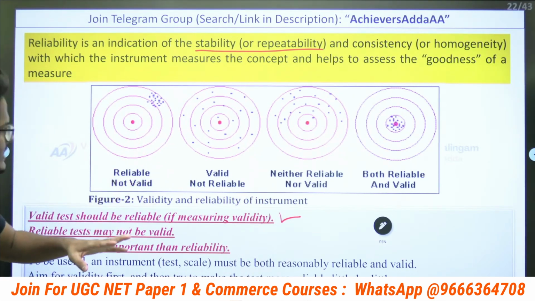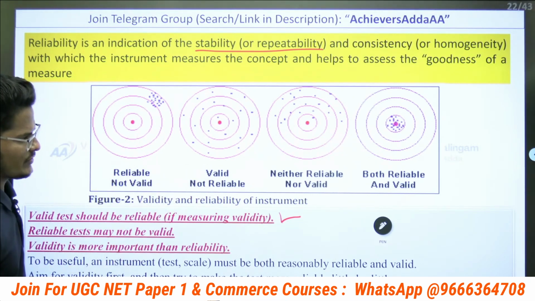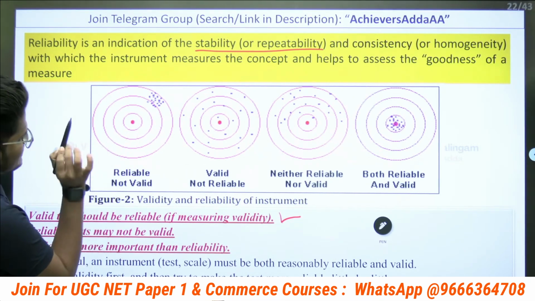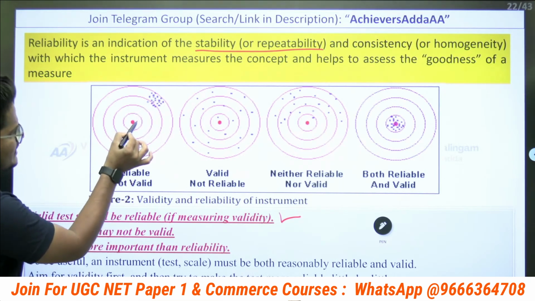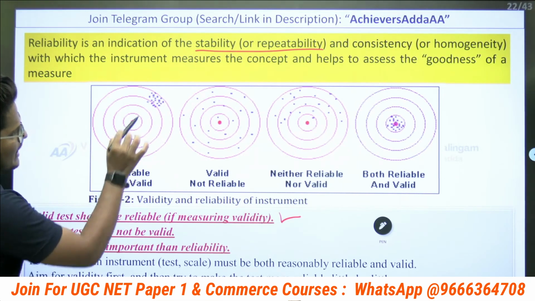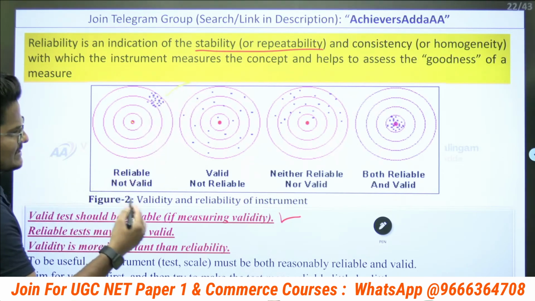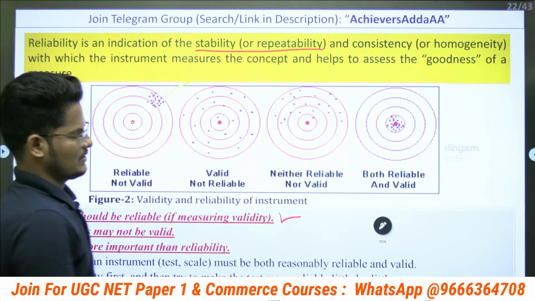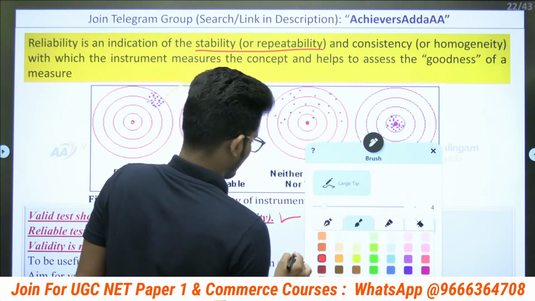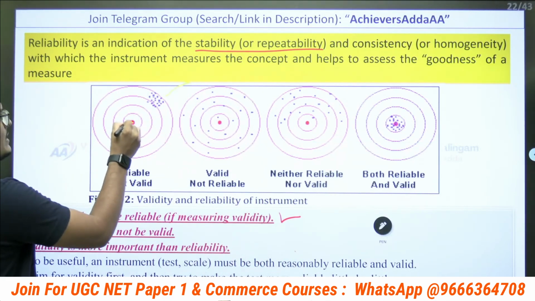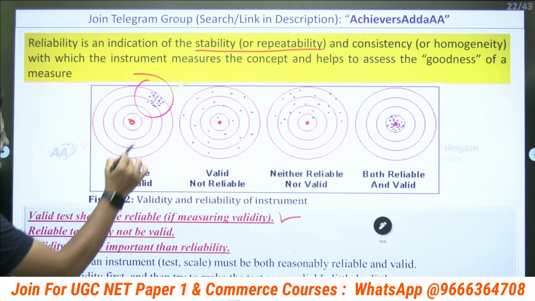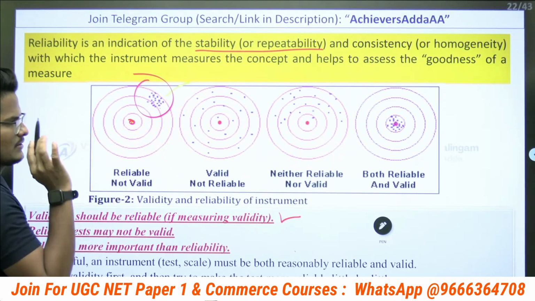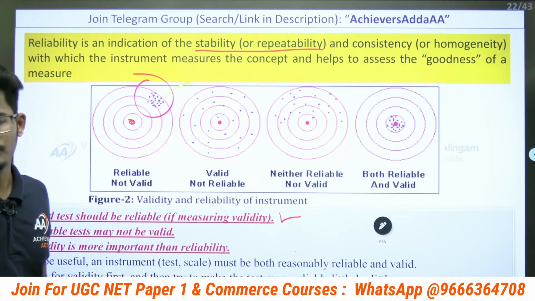Look at these diagrams very carefully. There are four situations here. First, reliable but not valid. This has reliability, but the validity is over here. Tests are getting the same results but are not valid, because validity is over here and your reliable points are over here. So this is only reliable but not valid, and we cannot take this into consideration.